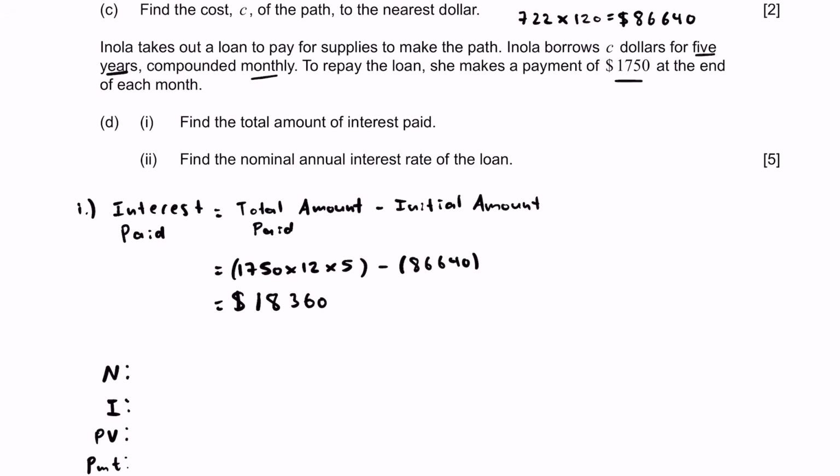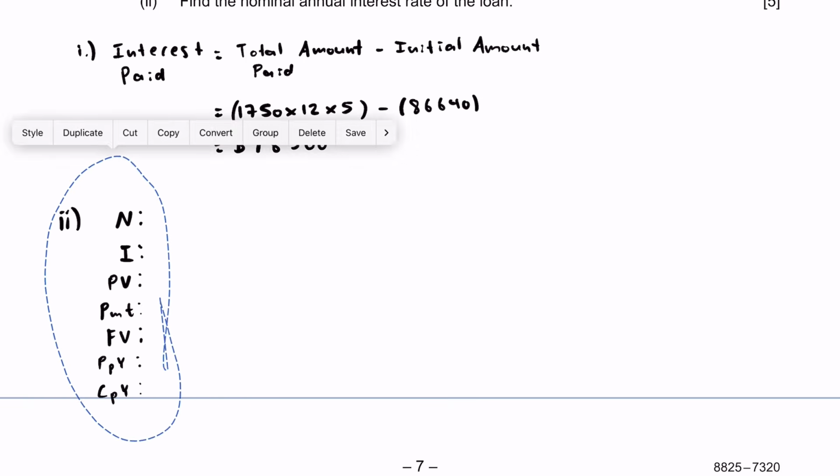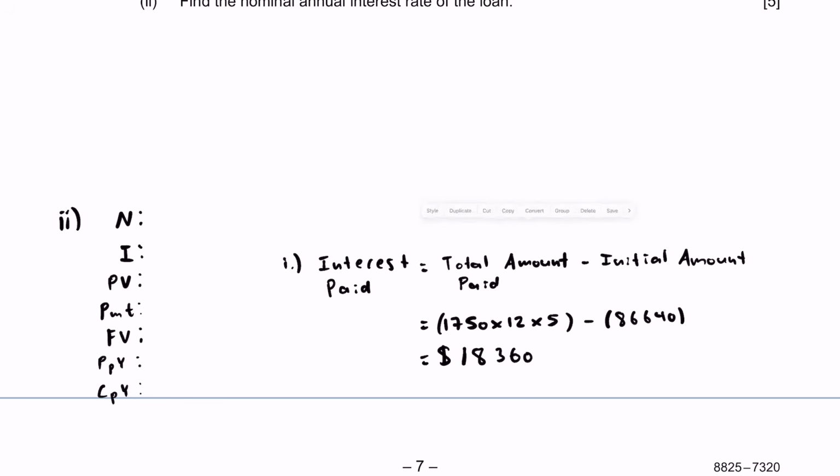Part 2, find the nominal annual interest rate of the loan. Okay, so what is the interest rate? She's paying off some interest, but what is the actual rate that the bank is charging her? For this, we'll need to use the financial solver, and we'll need these parameters right here. So let's go into part 2 right here. And I actually think I'm going to grab some of this and bring it up, just so we can see the values in the question itself.